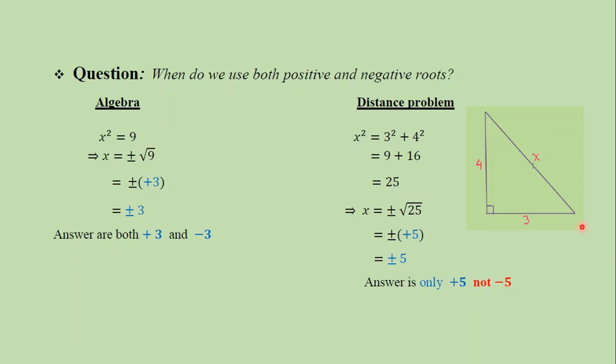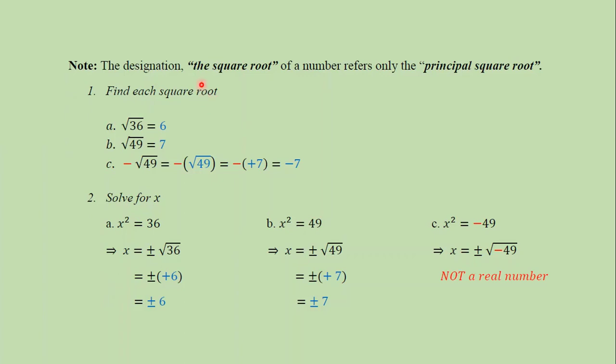Why? Because this is the distance. X is the distance, and distance can never be negative. The designation the square root of a number refers only to the principal square root. Like if a problem asks you to find square root, like this one, square root of 36 will be positive 6. Similarly, square root of 49 will be positive 7. And how about this one? So this negative sign comes here, and square root of 49, its value is positive 7, and if you multiply the sign, you are getting negative 7.